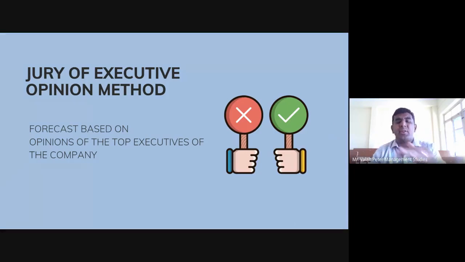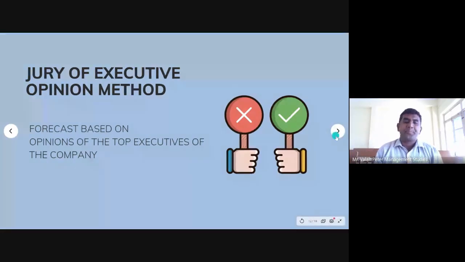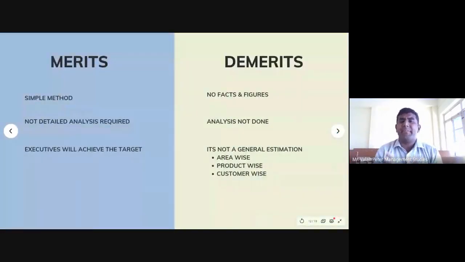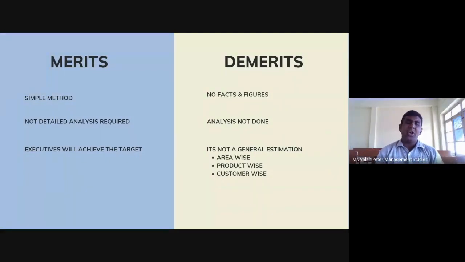People in the executive rank give their opinions. This is my opinion, and one person consolidates them, makes a decision, and they sell the product. There are merits and demerits in this method. The merit is that it is very simple. Just 5 or 6 people sit down, talk and make a decision. The executives take little pain, and no detailed information is required because it is a simple conversation, maybe with some simple facts.